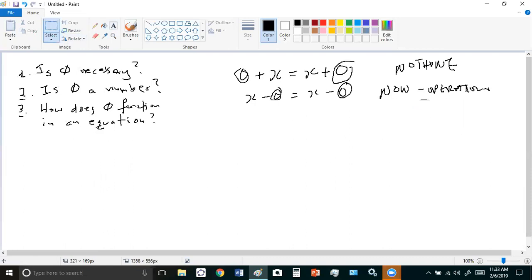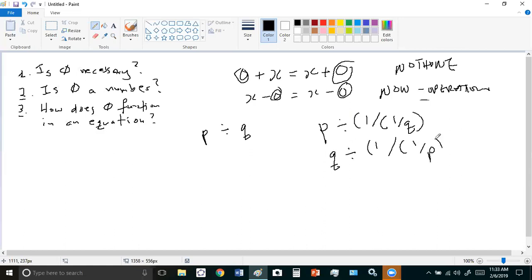Now, multiplication came after division. So if you look at the previous videos, you'll see that if you have p divided by q like that, what this means is p divided by 1 divided by 1 divided by q, or it means q divided by 1 divided by 1 divided by p.